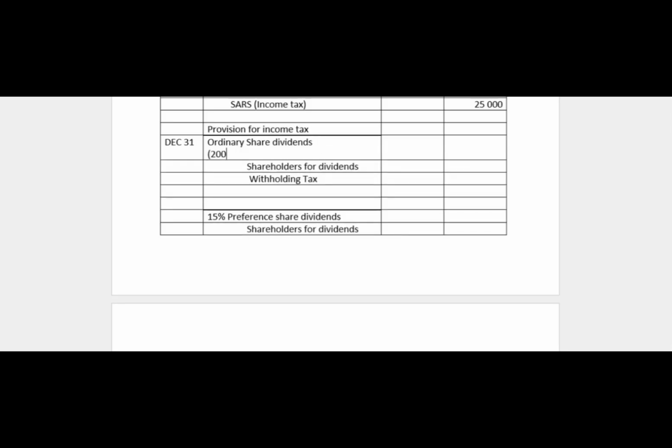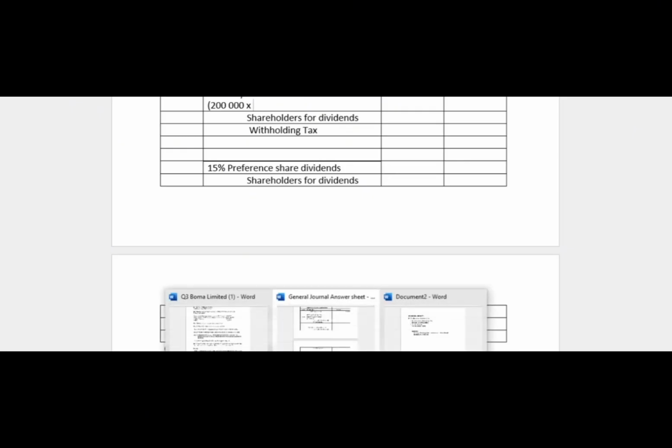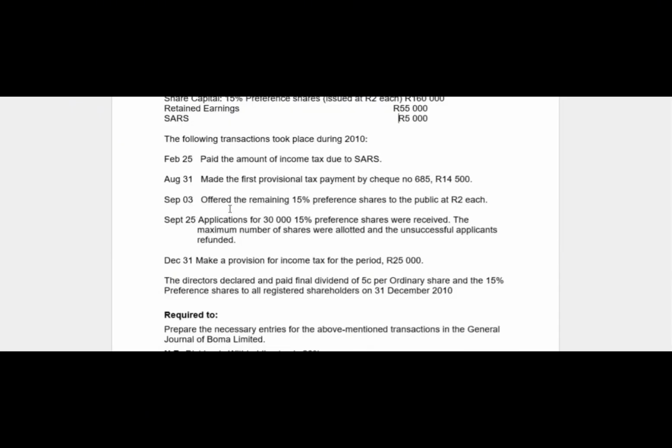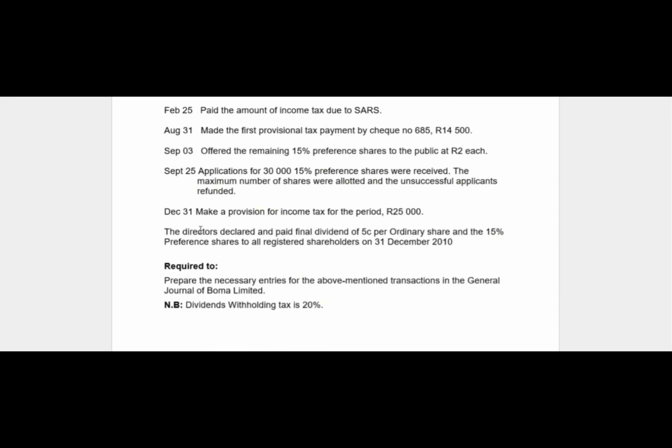So for us to calculate dividends, I'm going to put brackets here just to indicate the calculation. So we are going to have 200,000 number of shares, right? We're going to multiply by the 5 cents. That is in the question. Remember, they said on the question, directors declared and paid final dividends of 5 cents. So I'm going to multiply by this 5 cents to calculate ordinary share dividends, right?